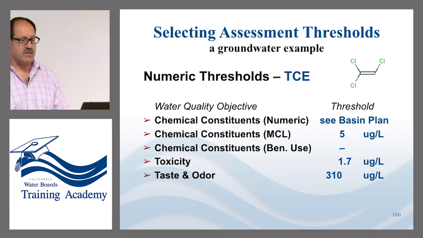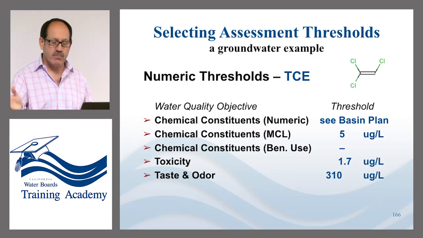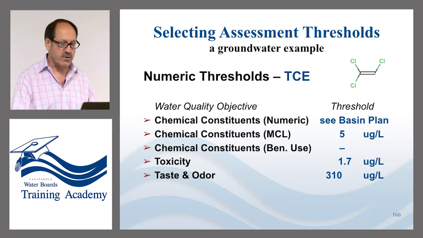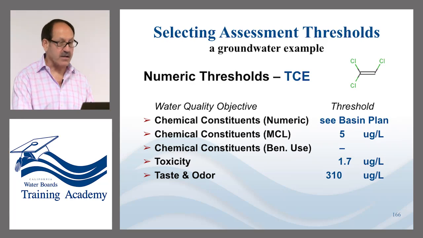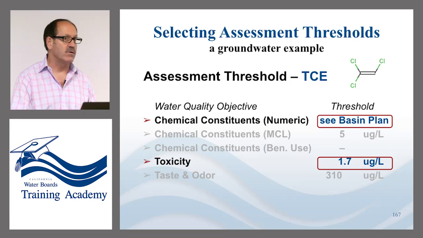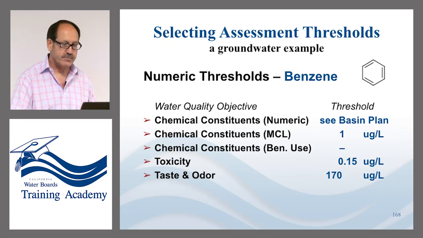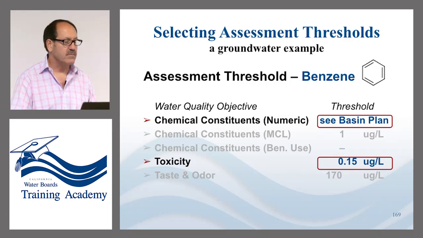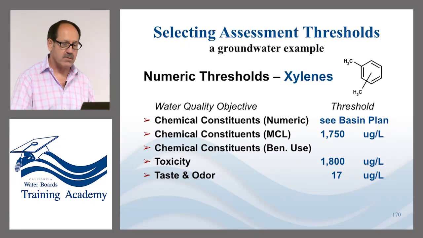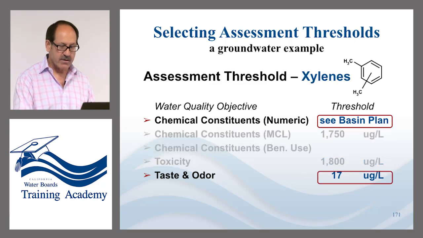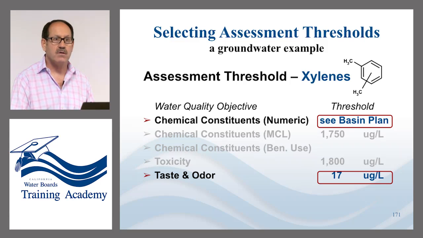All right, so here it is for TCE. We have a basin plan number if there is one, the MCL of 5. We have no other beneficial use protective criteria, toxicity number, taste and odor number. So in selecting our assessment threshold, it's going to be the toxicity value that wins out. Same thing for benzene. Toxicity is going to be the most limiting factor, and that will drive your assessment threshold selection. For xylene, it's a little different. Taste and odor is what limits the beneficial use first, much below toxicity by 2 orders of magnitude.